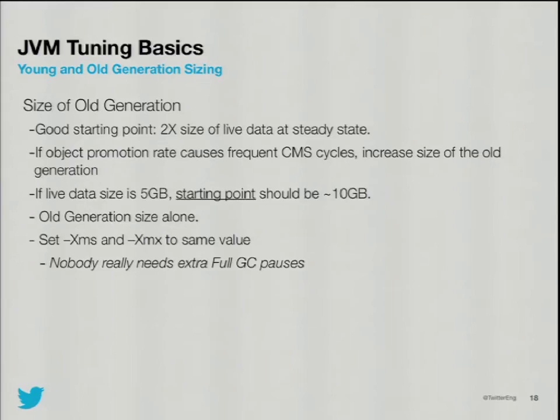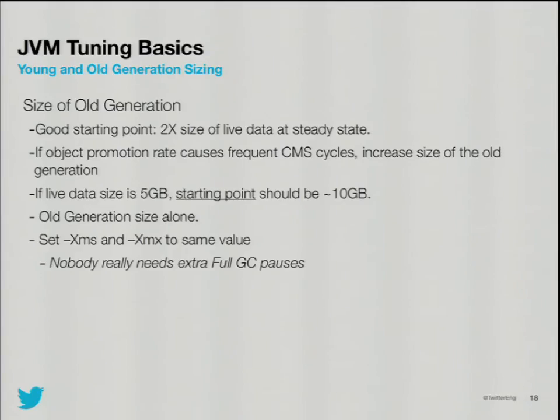So basically, if you're just setting Xms and Xmx, ignoring the size of young generation, 10 gig is a good starting point, but really it involves the size of young generation as well, and I'll highlight that coming up. So it's important to size the old generation because you don't want full GC pauses unnecessarily. And if you don't size Xms and Xmx the same, the only way you grow the old generation is via full GC.